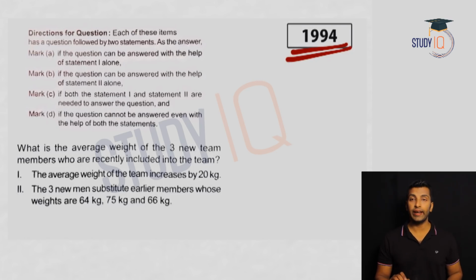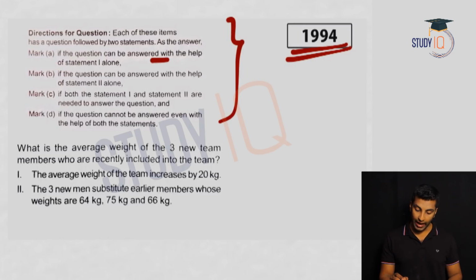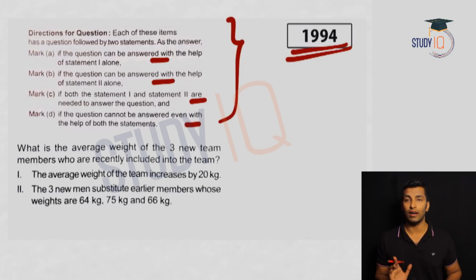So I told you already, data sufficiency questions, you just need to look for options. So here if you see options, this question is very easy, right? Because the first option is talking about statement 1 alone, statement 2 alone, both statements together, neither of them together. This kind of data sufficiency question is very easy because what you need to do first is check statement 1. If it satisfies, it's fine, you can mark it. You don't want to check for anything else.